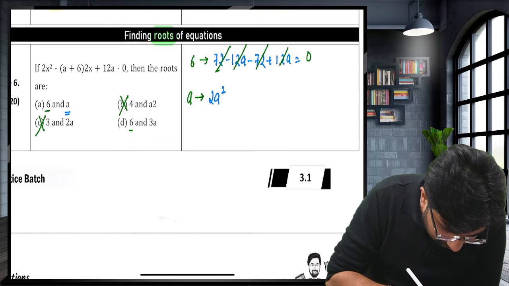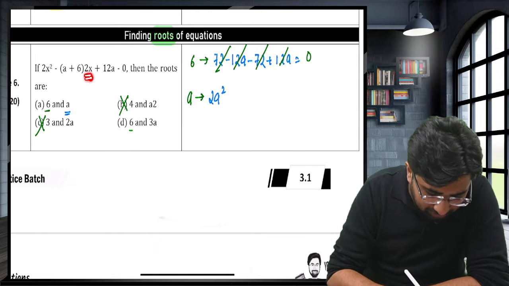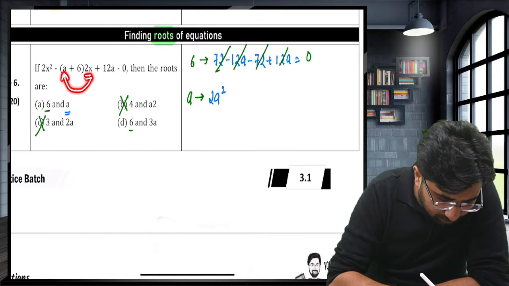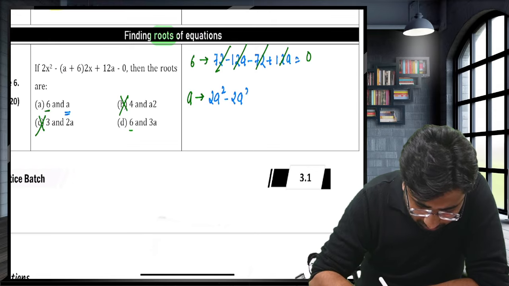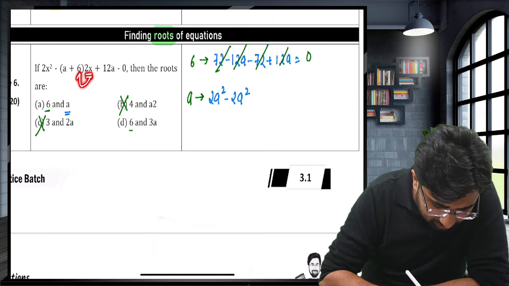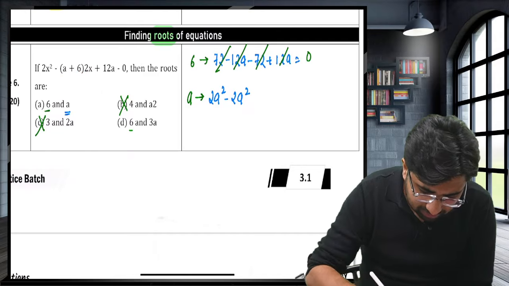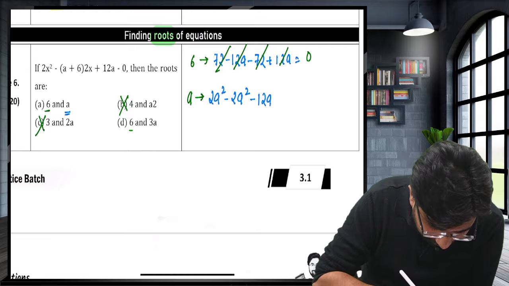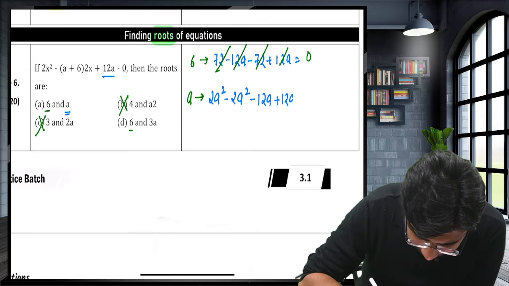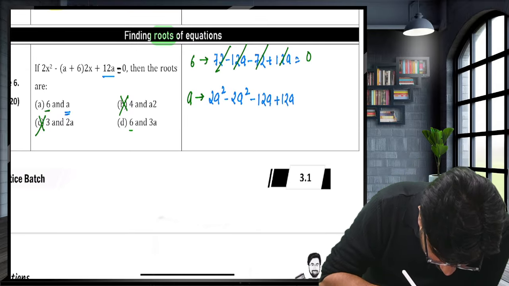Let's put A over here. 2 into A, 2A. 2A into A, 2A square with minus sign, minus 2A square. 2A into 6, 6 into 2A, 12A. Plus minus minus, minus 12A. Here you have plus 12A. Make a correction here. It must be equals to.